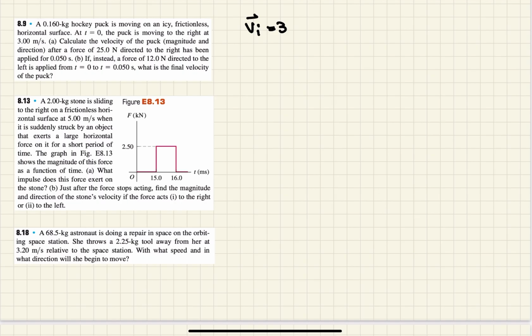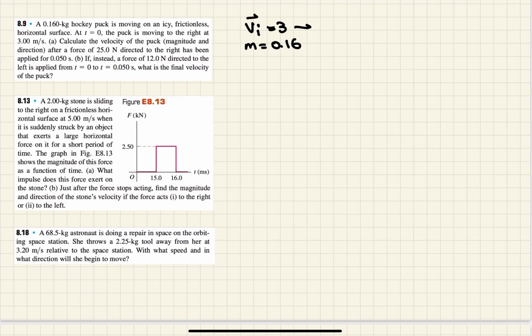You should write the sig figs and the units, but since this is just a brief explanation of how to solve it, I'm going to ignore it for now. We also know that the mass is 0.16. It says calculate the velocity of the puck, magnitude and direction, after a force of 25 newtons is directed to the right, and it's been applied for 0.05 seconds.